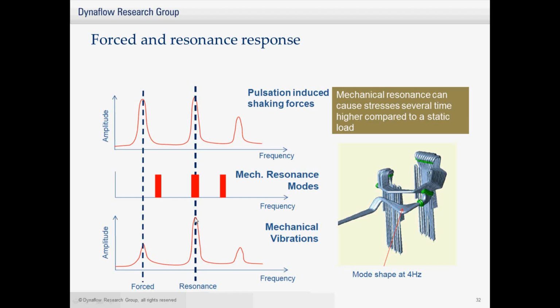And this causes the mechanical vibrations to be amplified largely. So this is resonance, and you can see this peak is many times larger than the forced response, even though the initial shaking forces were almost equal. And the last one is a forced response again, because it doesn't really overlap with any mechanical resonance mode.